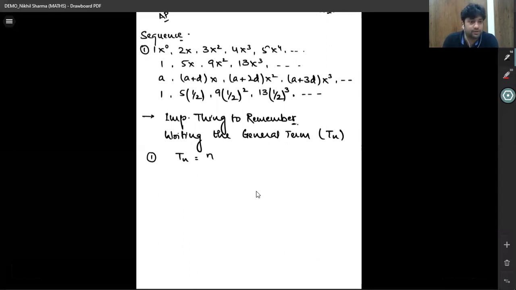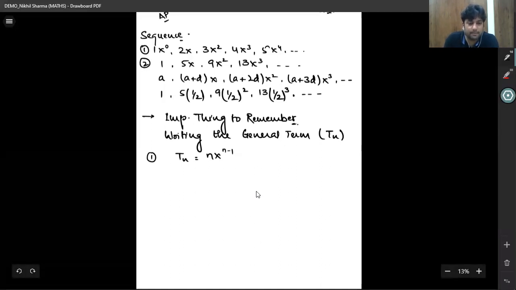N represents the position. After that, here it's written x raised to the power 0, x raised to the power 1. Now the part for the GP, the common ratio. So for the common ratio, I will be writing x raised to the power n minus 1. This is your general term for the first part.